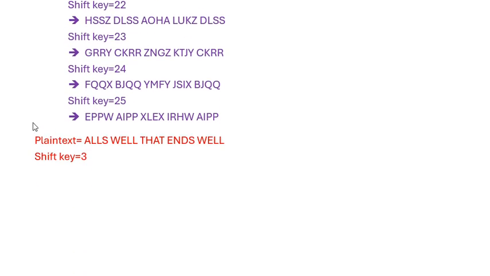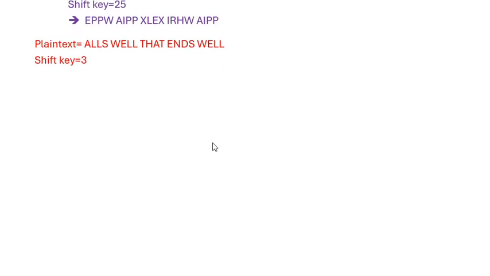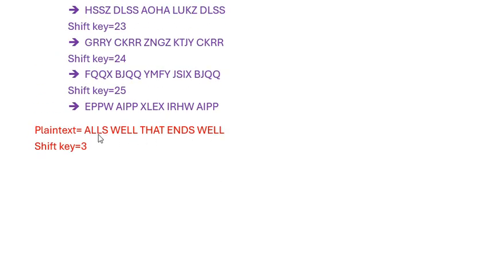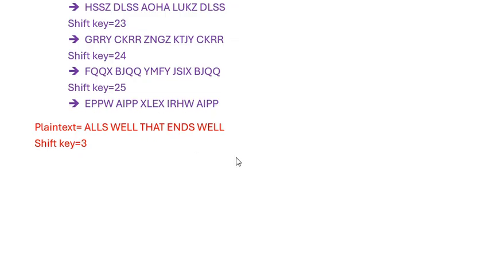So we can conclude that our plain text we have decrypted is all's well that ends well, right? This is our answer to the question. All's well that ends well, and the shift key is 3. So using brute force we have decrypted the text, and the plain text is all's well that ends well, and the shift key that we found using brute force was 3. So shift key of 3 is used, right? And our plain text is all's well that ends well.